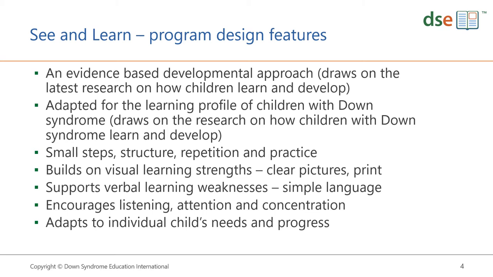Once we have looked at what influences development for other children, what speeds it up and slows it down, and interventions that might work if they're delayed, we then go to adapting what we've learned from that for the learning profile of children with Down syndrome. We draw on the research that has shown us that children with Down syndrome have a particular learning profile. They have strengths and weaknesses, and if we adapt our teaching to that, we may be more effective.